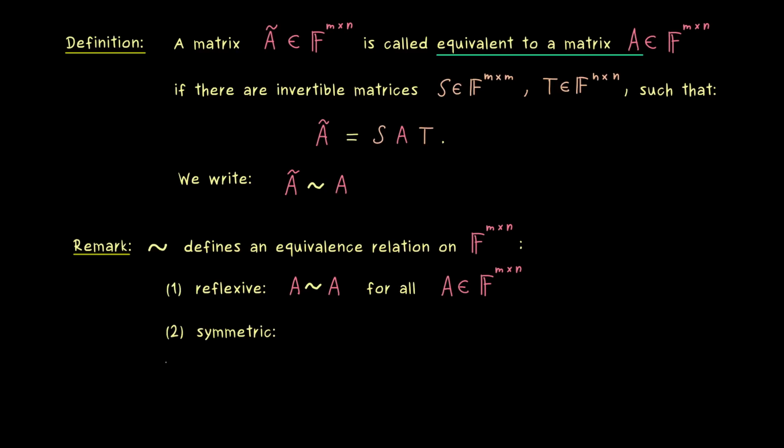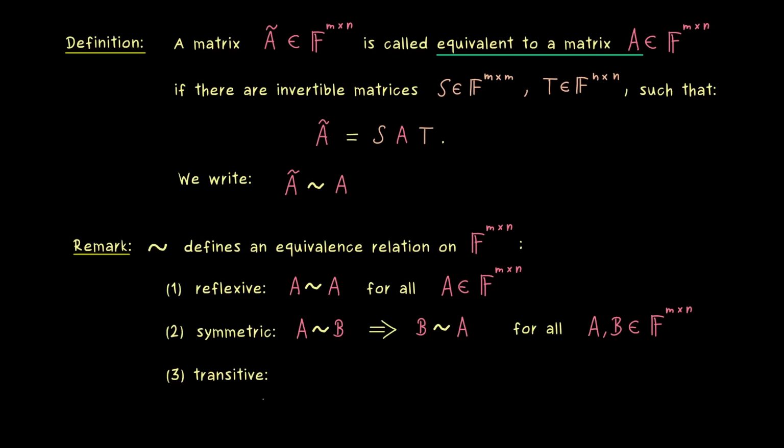In addition to that, we also have a symmetry property, which simply means that the right-hand side and the left-hand side have no difference in the equivalence. So if A is equivalent to B, then this implies that B is also equivalent to A. Also, this property is easy to see because if we have this equality here, we can just multiply the inverses of S and T to the left-hand side. And then we immediately have the equivalence for the other direction.